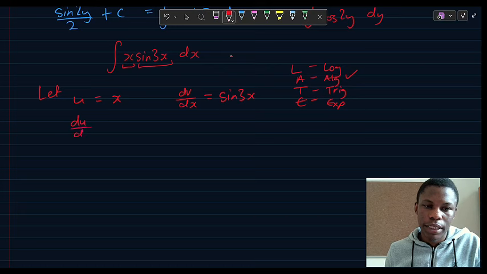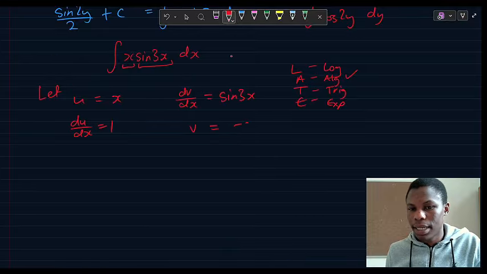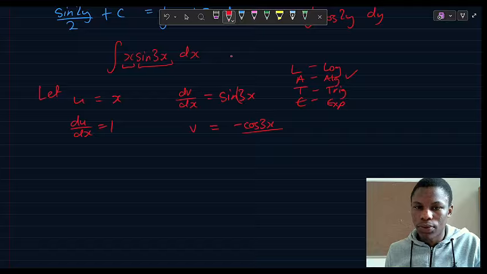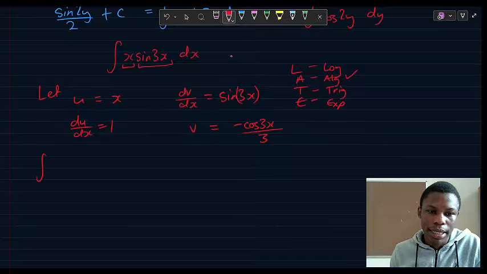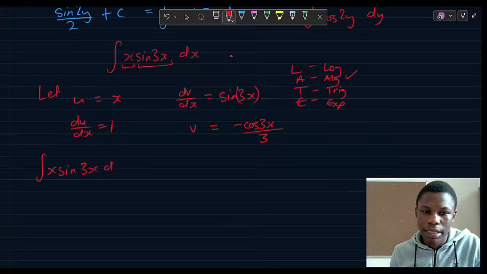If you differentiate your x, you get 1. If you integrate sine 3x, you're going to get negative cosine of 3x. Don't forget the inner function. Differentiate the 3x, you get 3. And so that means the integral of x sine 3x dx is equal to uv.